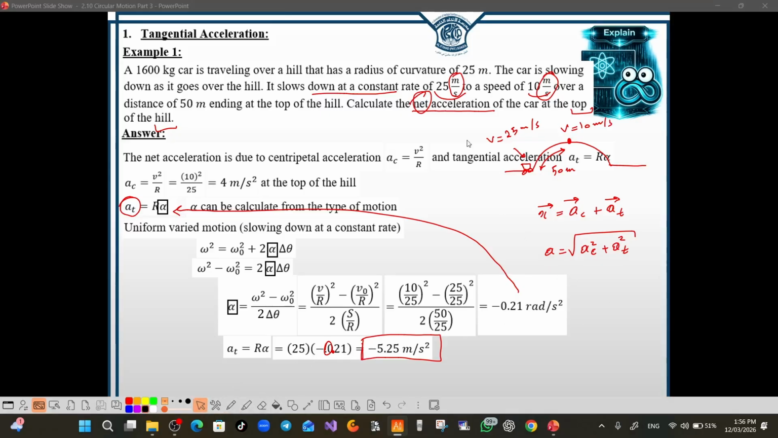Now, finally, the question was about finding the net acceleration, or the magnitude of the acceleration. So we need to use the Pythagorean sum to find the net acceleration. The net acceleration is equal to the square root of the centripetal squared plus the tangential squared, and the final answer will be 6.6 meters per second squared. This is the magnitude of the acceleration.